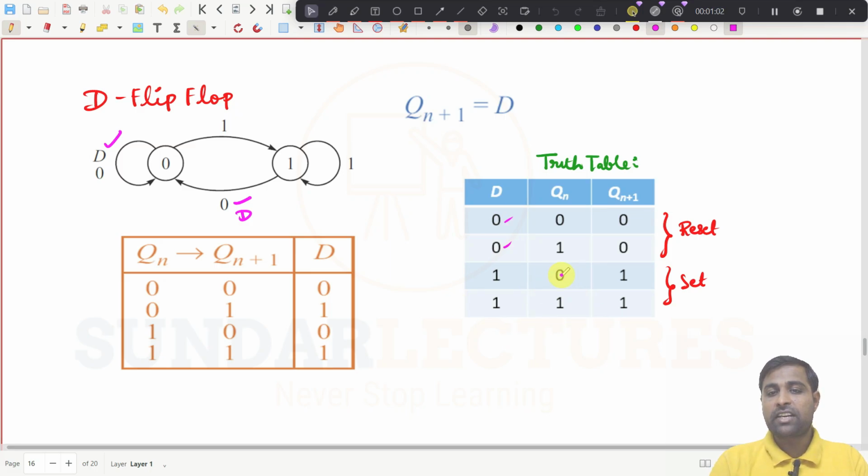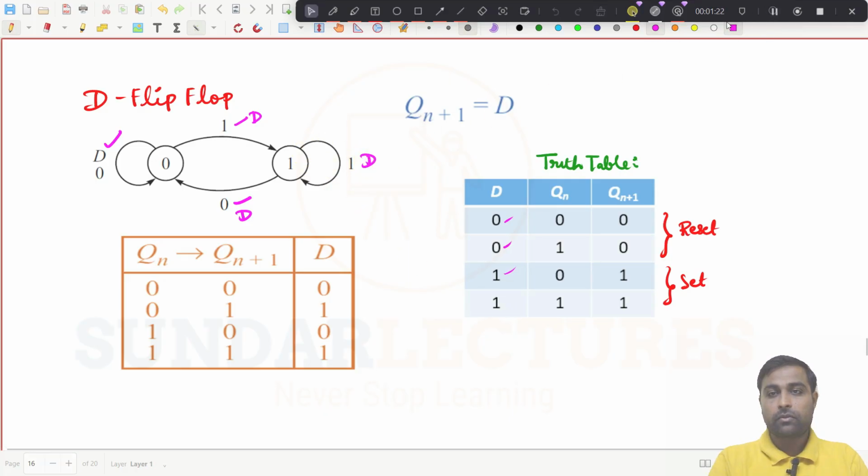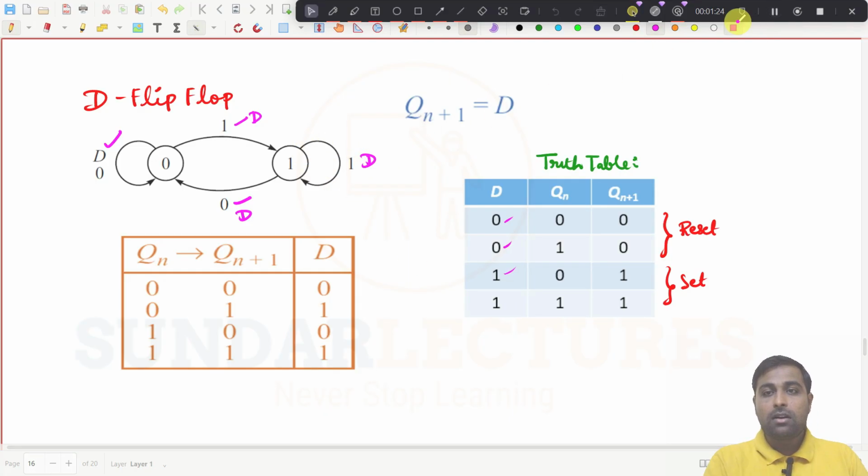And if the present state is 0, it has to go to 1 now as the next state. Then what should be the value of D? It is 1. So from 0, it has to go to 1, so the value of D should be 1. And if present state is 1, the next state should be retained in 1. And what should be the value of D? It has to be 1. So that is what we have written here. So this is the excitation table now.